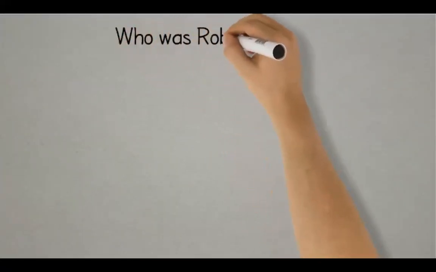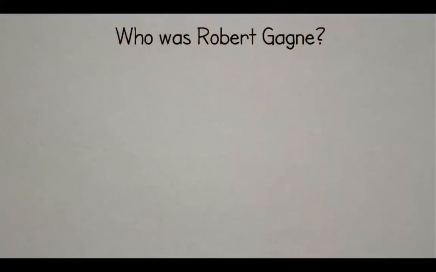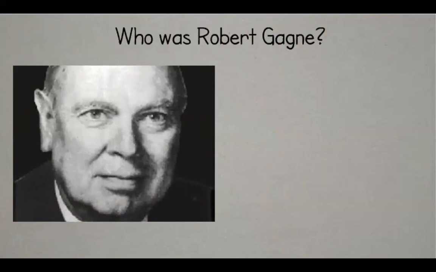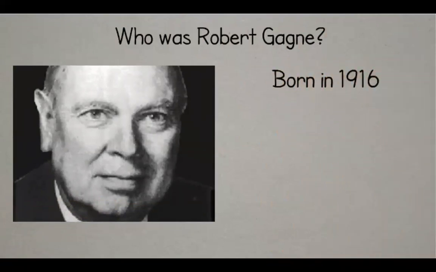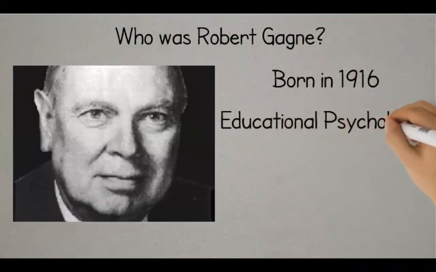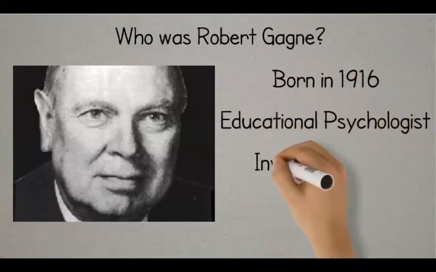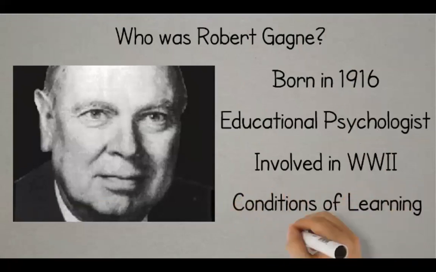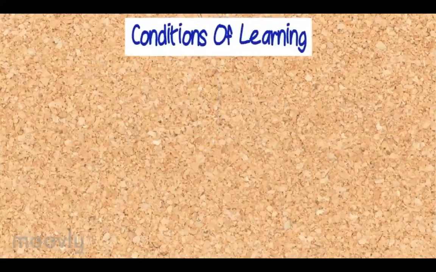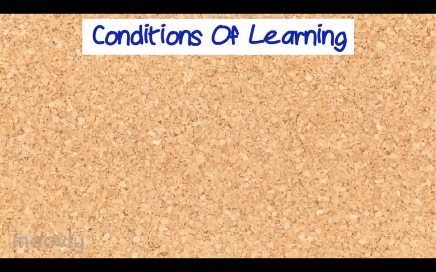So who was Robert Gagne? Well, he was born in 1916 in Massachusetts. He trained as an educational psychologist and worked in aviation during World War II. After the war, he returned to education and went on to write his seminal work, The Conditions of Learning, in 1965.